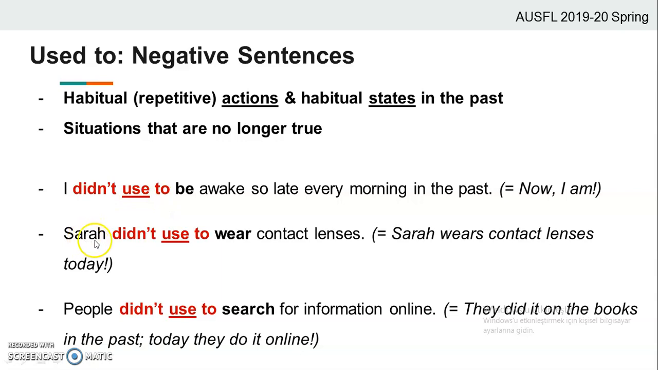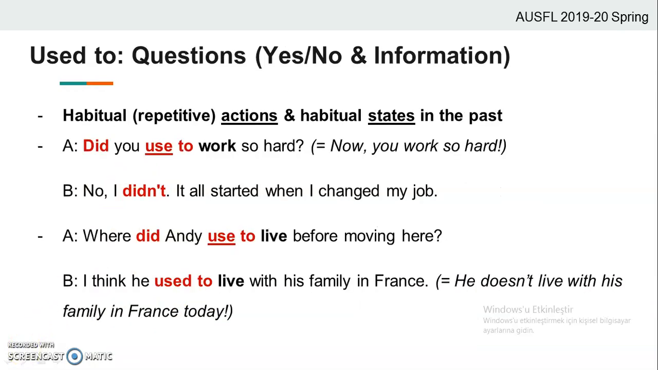Next example, Sarah didn't used to wear contact lenses. Sarah wears contact lenses today. And last example, people didn't use to search for information online. As you know, we explained this sentence before: they did it from books in the past, now they do it online. And the only thing we need to be careful about here is the spelling of use.